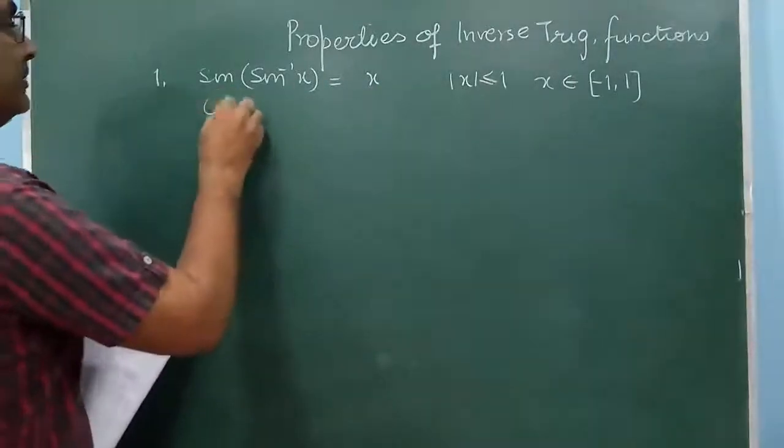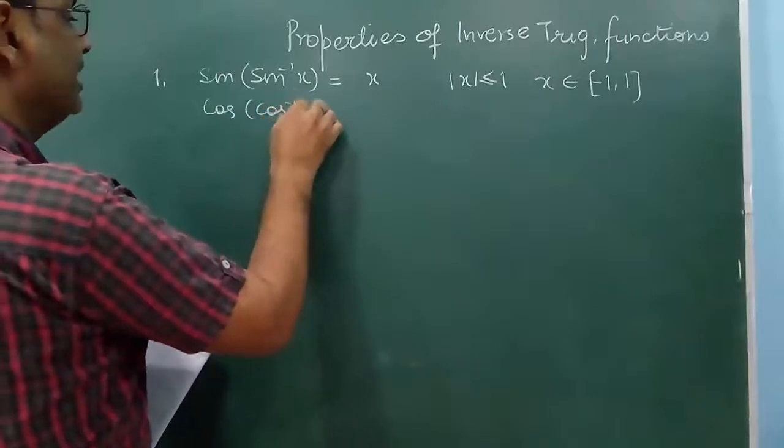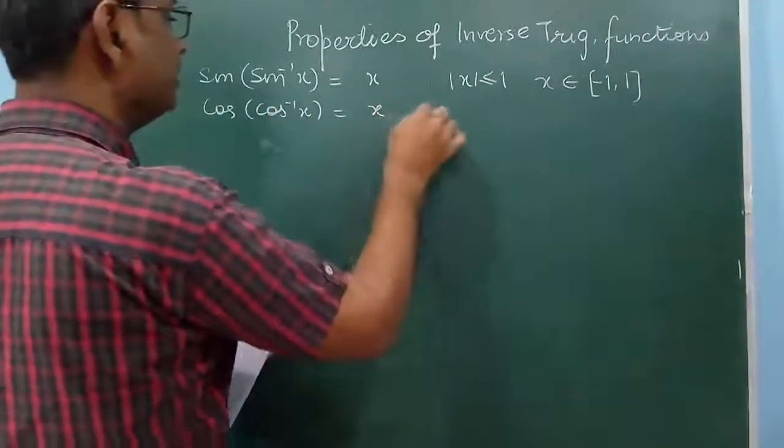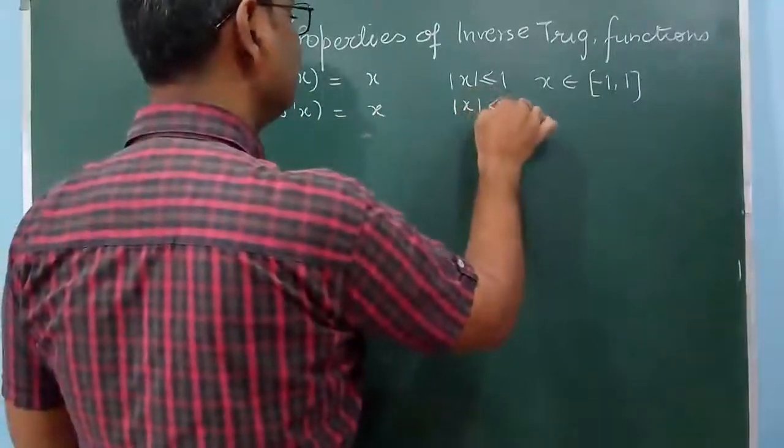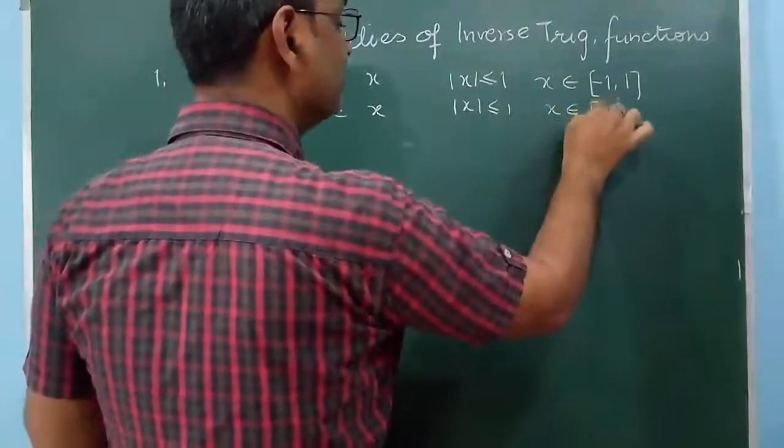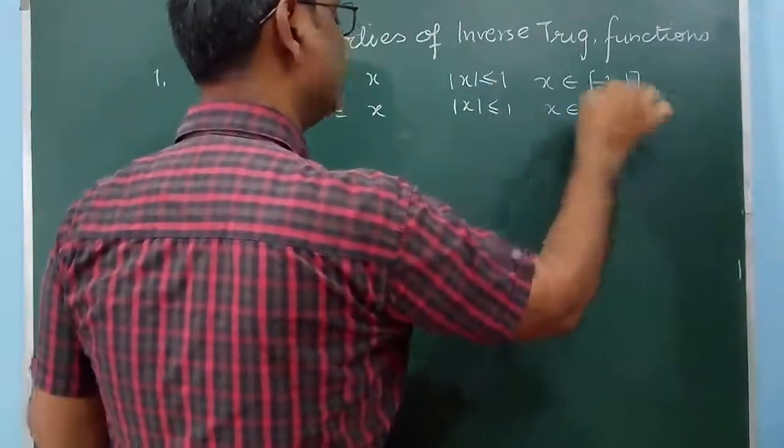So cos inverse x will be equal to x. Again mod x is less than or equal to 1, that means x belongs to -1 to 1.